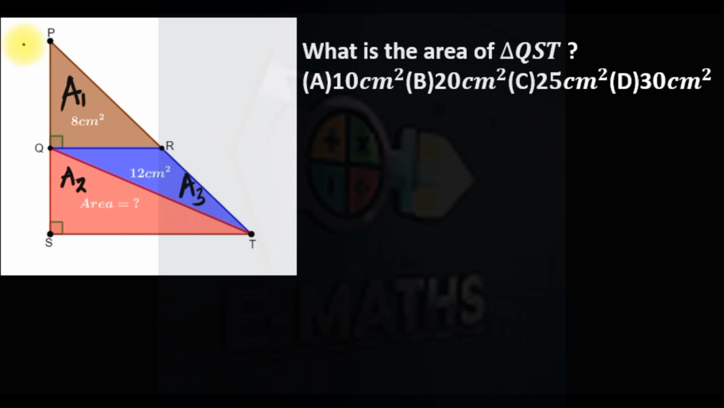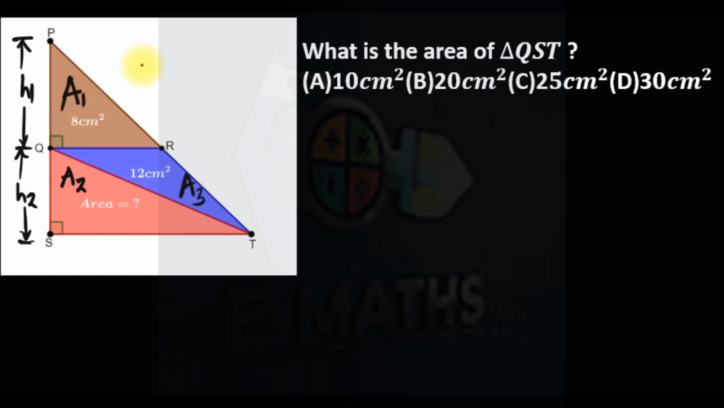And let the height of this one be H1. Why the height of the one we are looking for, let's call it H2. You can see that H2 is the height of A2 and A3. That's the height, as you can see.